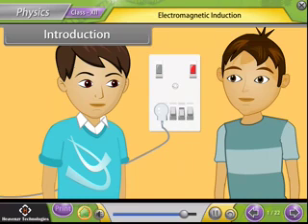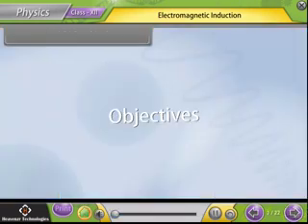Students, electromagnetic induction is everywhere around us. We use many appliances or applications that are based on it. So today we have objectives.